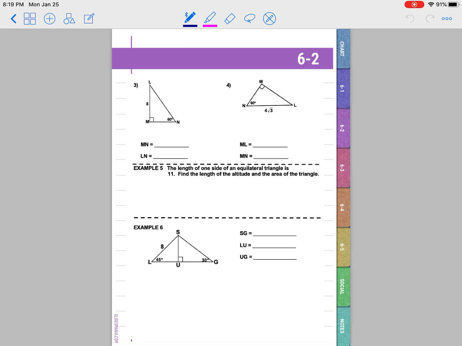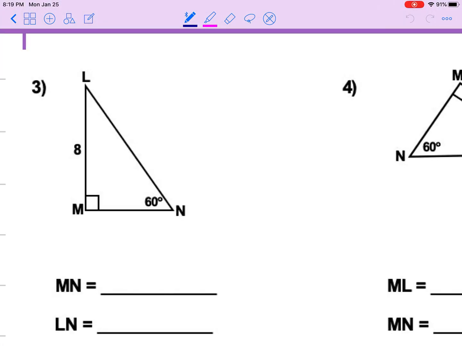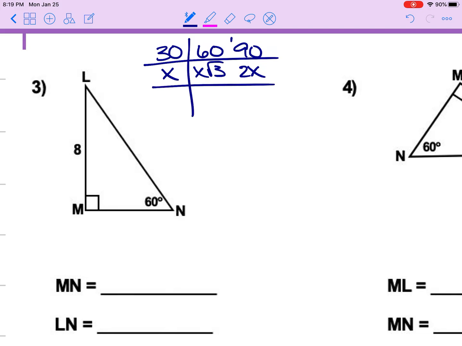Okay, let's do a couple more just to get this practice in. This one's a few more steps. It's a 30, 60, 90. So let's set up our tic-tac-toe. Okay, I was given 8 across from the 60, so that's what I'm going to put there. That doesn't look like it's supposed to.